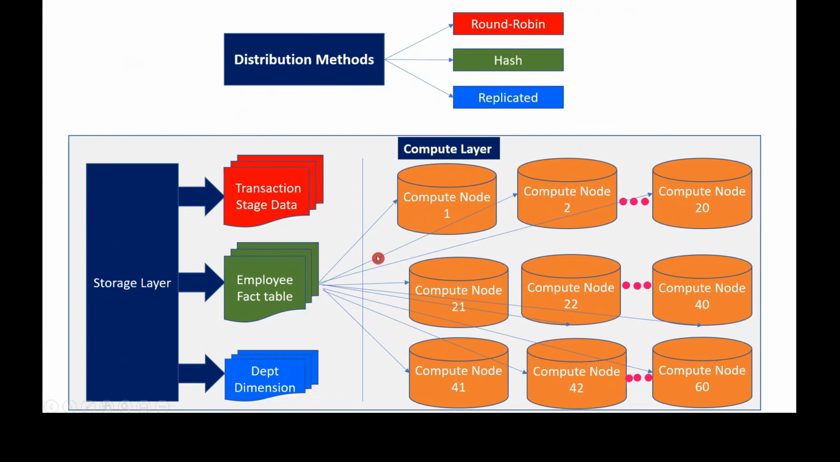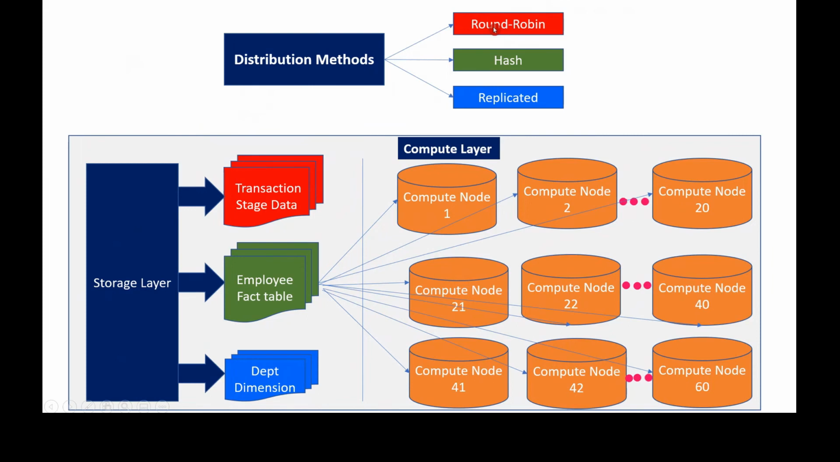So this is the simple logic. If you have a big fact table and you want to group the data, and you want to keep relevant data based on a particular key in a single partition, then we can always go for hash distribution. So this fact table is the right candidate for hash distribution.